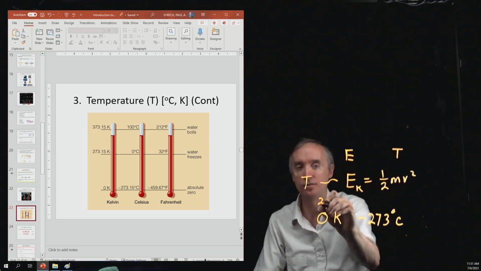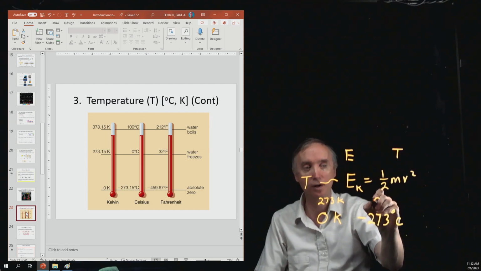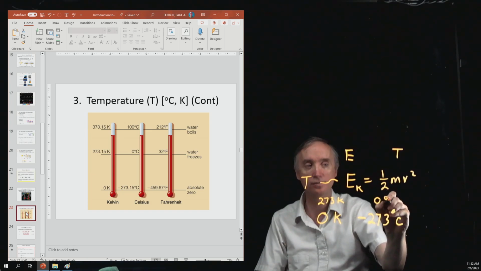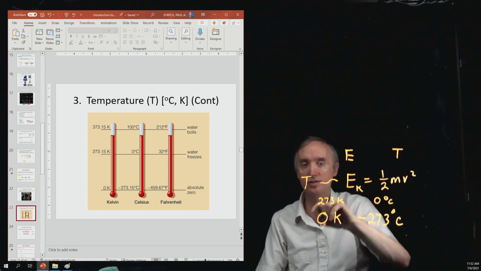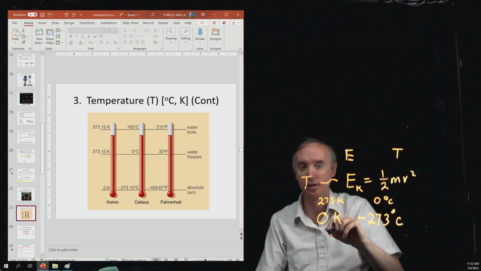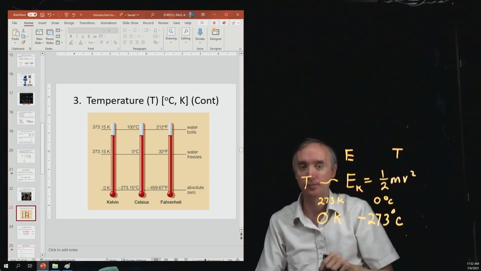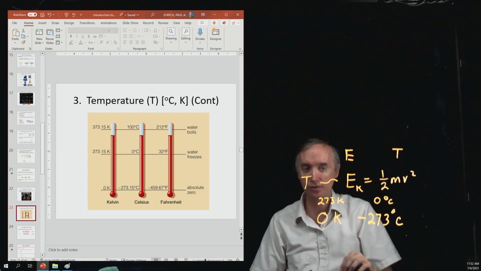So up here, 273 Kelvin is the freezing point of water, where it was 0 on the degrees Celsius scale. And then for the boiling point of water, they just added 100 to it. 273 plus 100 is going to be 373. So they incorporated parts of the old scale into the new scale.